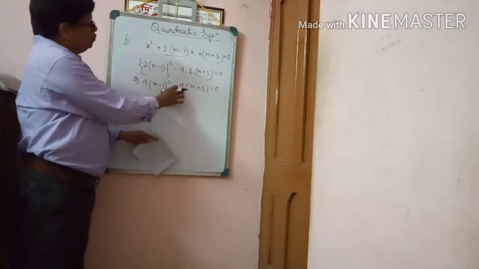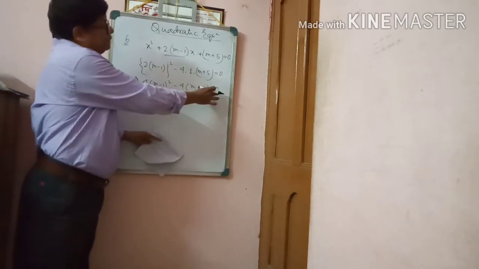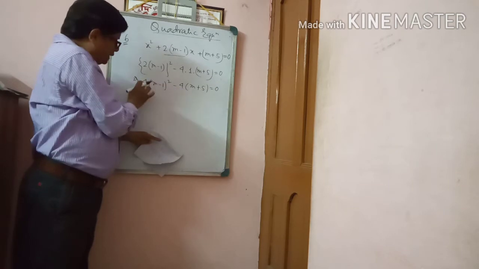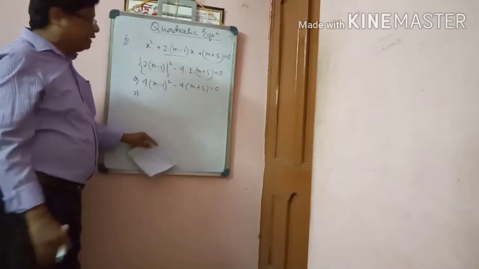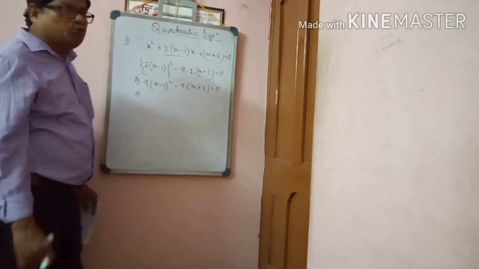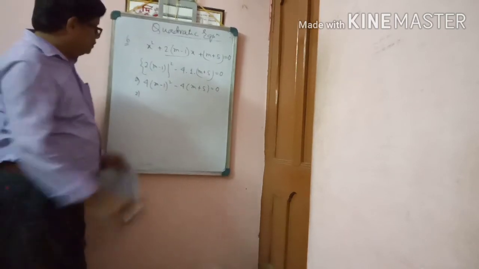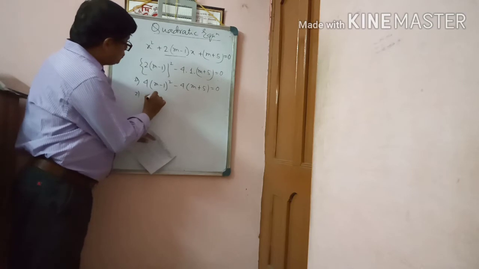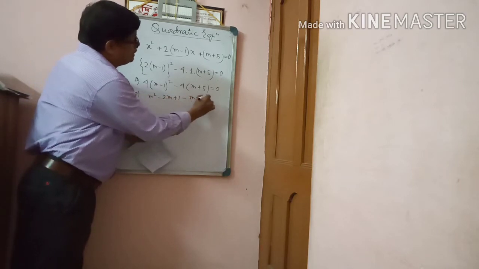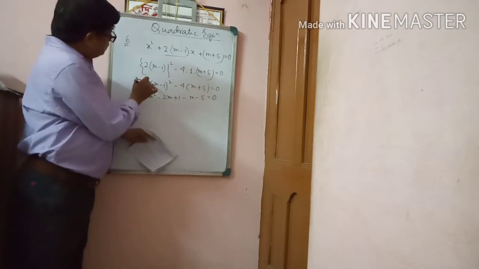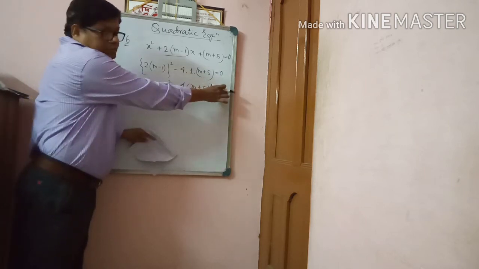4 cancel, no need to multiply. Keep in mind that right hand side 0 is there, so you directly cancel 4, okay? Then your calculation will be very easy. So write m square minus twice m plus 1 minus m minus 5 equal to 0. That 4 you have to cancel, okay? That's a 0 is there.